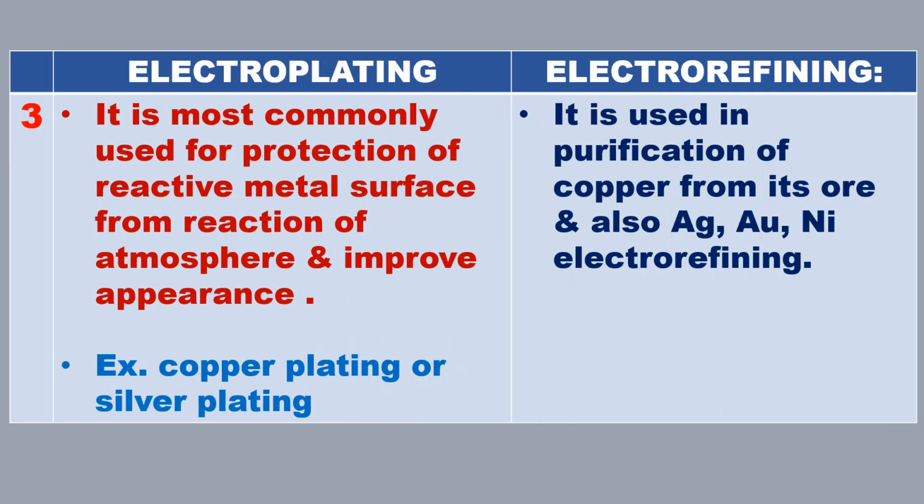Electroplating is used for protection of reactive metal surfaces from reaction with the atmosphere, and also to improve their appearance, for example copper plating, silver plating, chrome plating, etc. Electrorefining is used in purification of metals from their ores, for example copper, silver, gold, nickel.